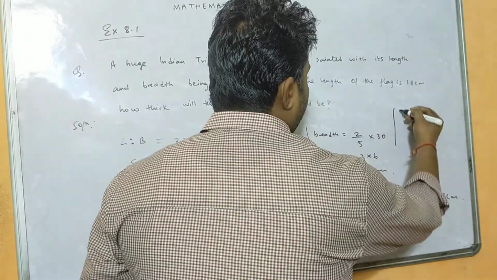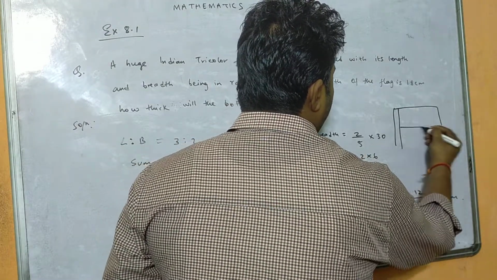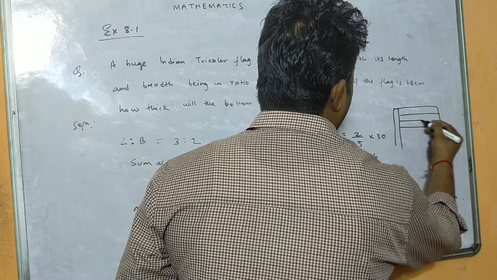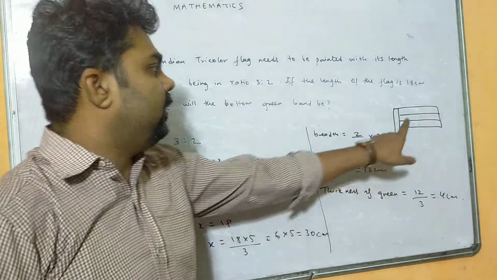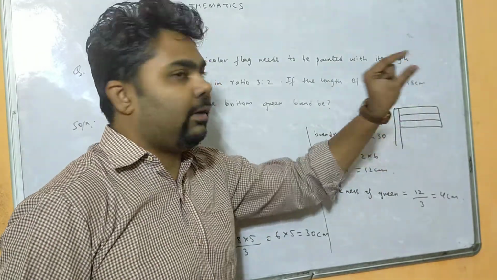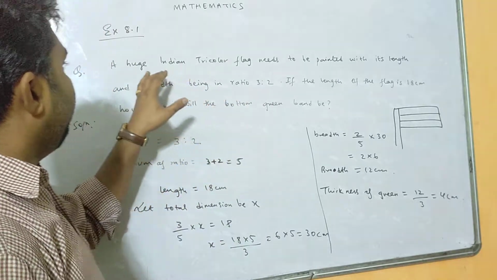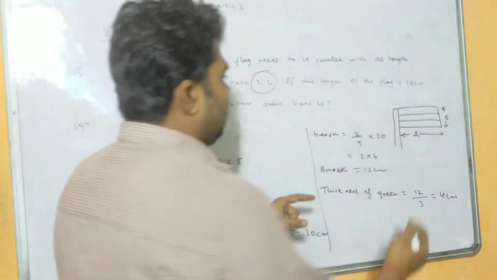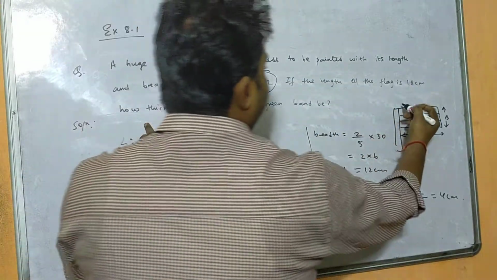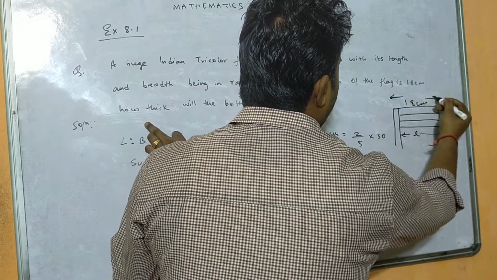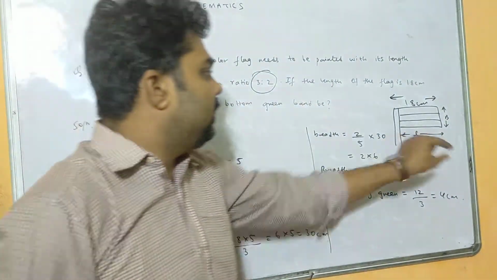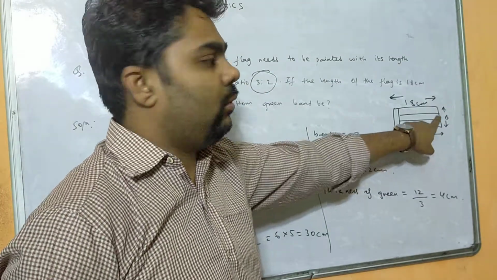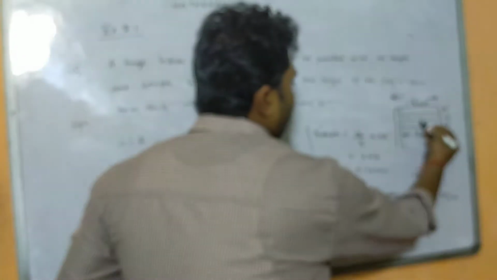So let us consider, this is the flag, right? And in this flag, three colors are there which have the same thickness. Now in the question it is given that the length and breadth, so this is length and this is breadth, right? So length and breadth are given in the ratio 3 is to 2. And the length is given, so how much length is given here? Length is given 18 cm. So this length is given here 18 cm. What will be the thickness of this green color? Okay, so this thickness we have to find.